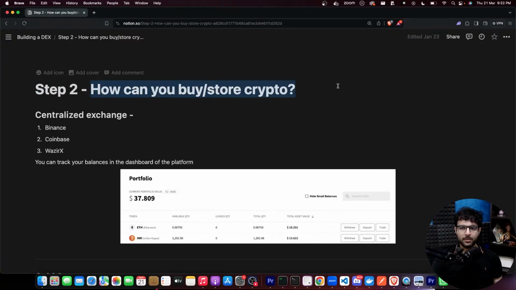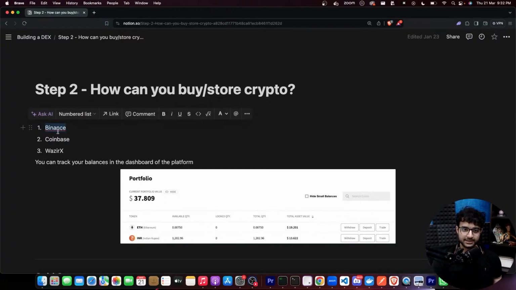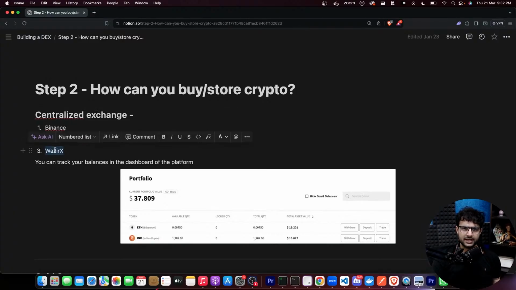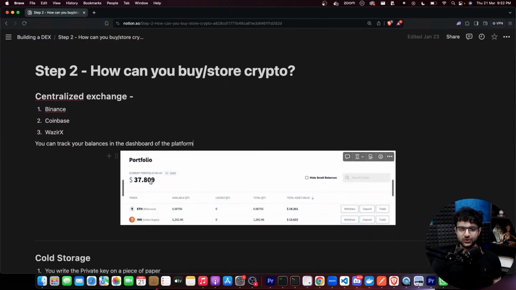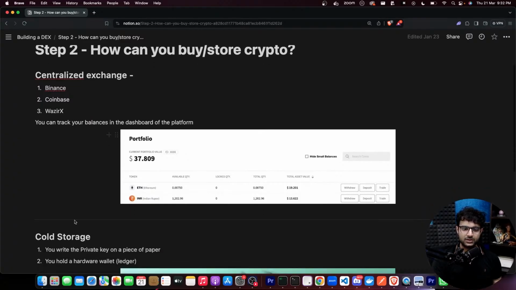How can you buy or store your crypto? Have you ever thought of this? How do you buy crypto? The answer is you can buy it on Binance, you can buy it on Coinbase, you can buy it on CEXs. There are a bunch of exchanges in India that let you buy it. You can track your balances here in a page like this that pretty much shows you, okay, your current balance is $37. You have this much ETH, this much INR. Some of you might have these accounts.